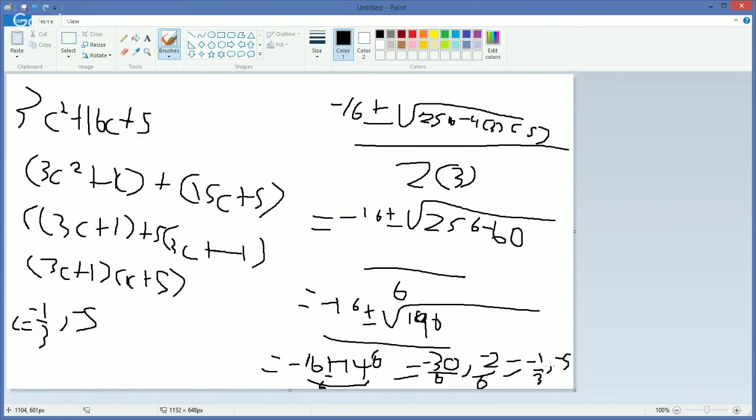Now, the way you get the factored form from these two roots is that because you know that c is negative 1 over 3, that will compensate to 3c plus 1, and the negative 5 will equal c plus 5, by completing the factor that goes to 0 in both of these cases. So that's your shortcut if you're ever having difficulty with factoring quadratics.